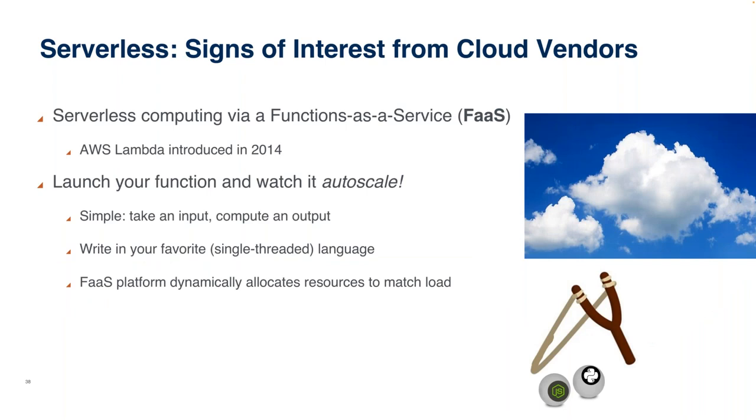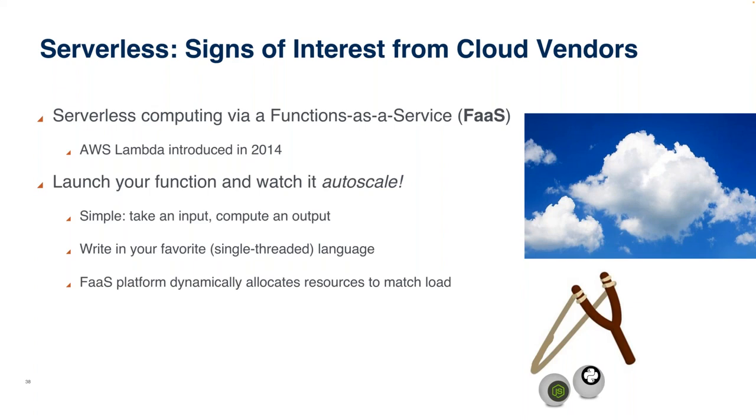As long ago as 2014, although it really didn't come to the fore until the last few years, Amazon launched a service called Lambda. And there have been copycat services now at Microsoft and Google. And the idea is what's called functions as a service, or FaaS.